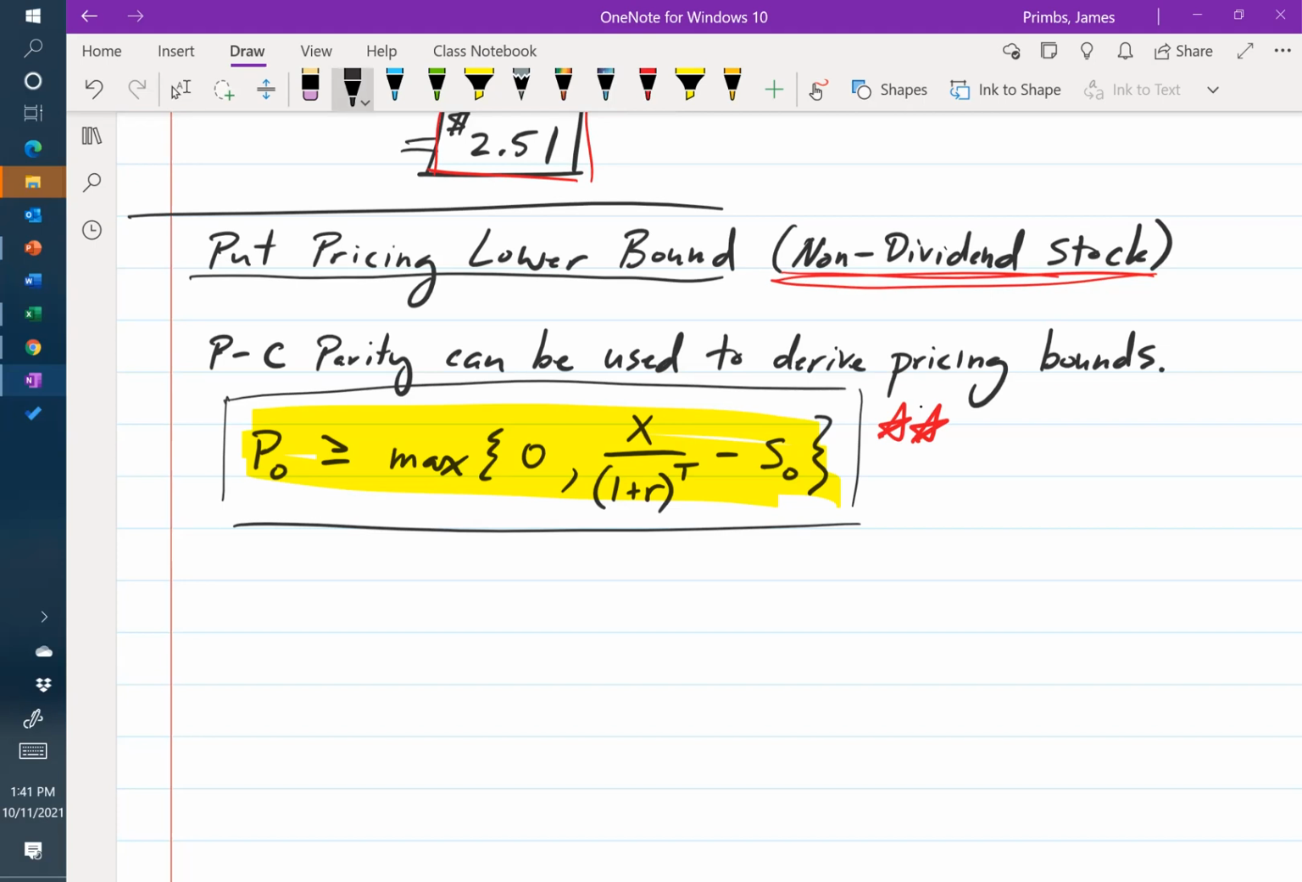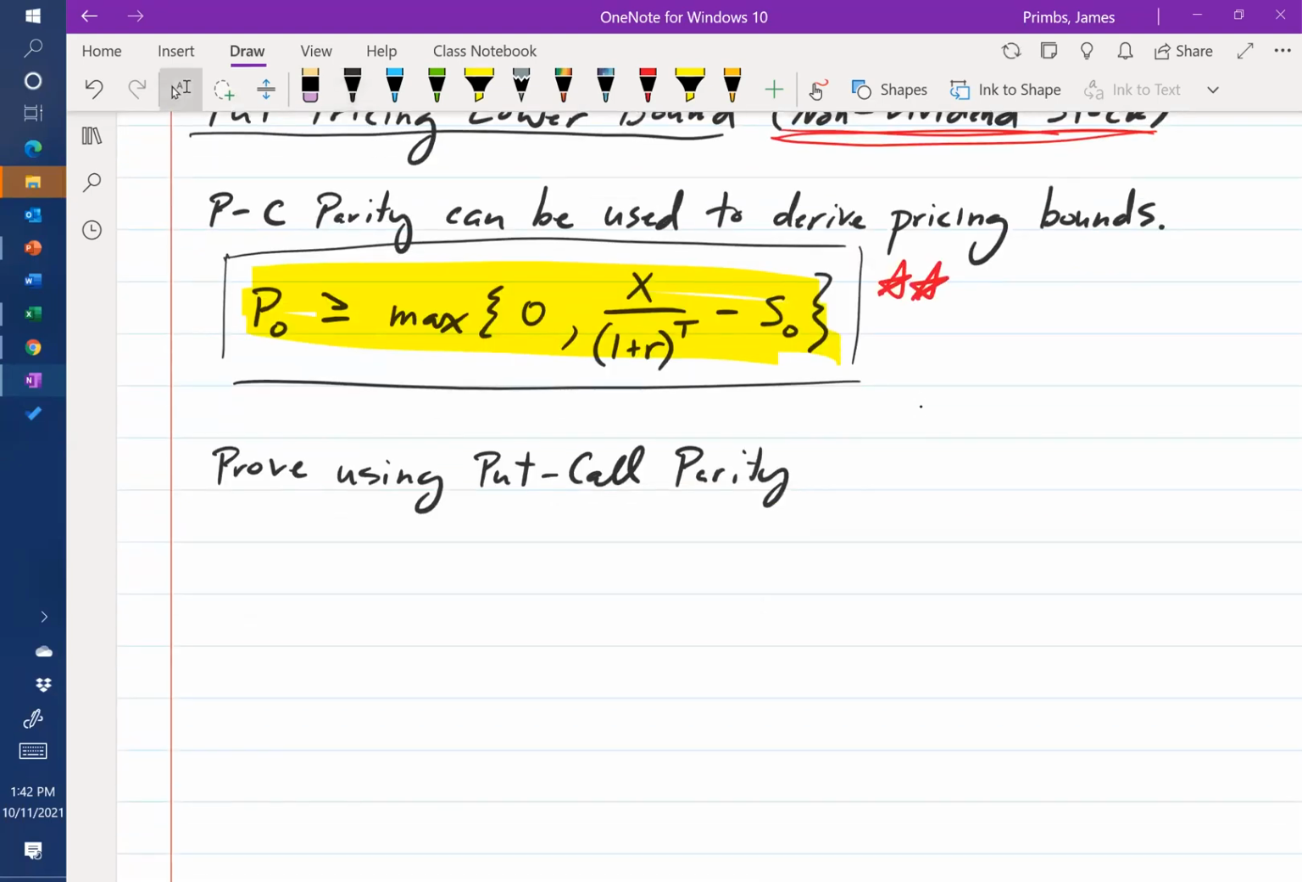And then when we go to the call side of this, we're going to see the call side leads to a very, very important result. But we're doing the put side first. So let's prove this. Prove using put call parity. We'll just see where it comes from. That's what I mean by a proof here.